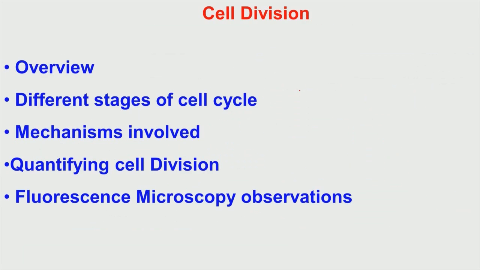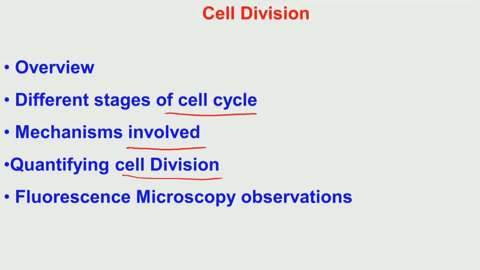So, let me go to another topic. This is called cell division. Cell division essentially means that a mother cell divides into 2 daughter cells. I will show you some of the different stages of the cell cycle as well as different mechanisms involved, how to quantify cell division and so on.